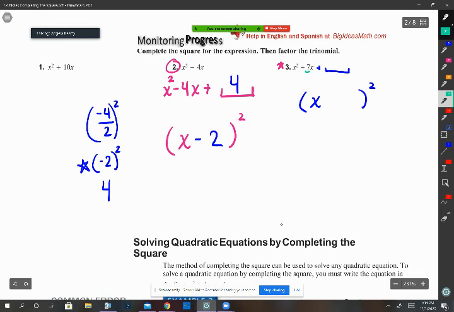Okay. So when we look at number 3, remember, same idea. We take the middle term, which is 7. We divide it by 2, and then we square it. And 7 divided by 2 doesn't come out even. So I'm going to go 7 squared, which is 49, 2 squared, which is 4.